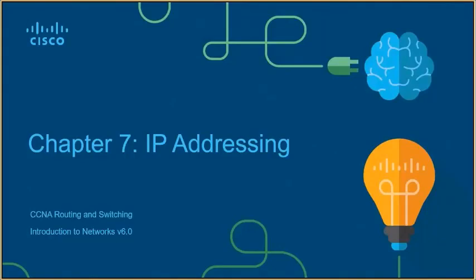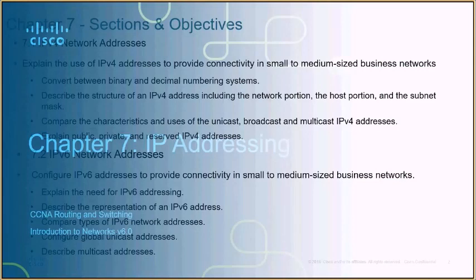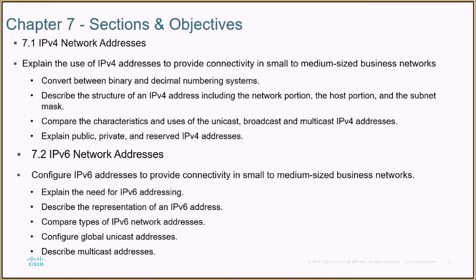Okay, hello. So we're doing chapter 7 of CCNA 1 today, and it's all about IP addressing. So we're going to look at the use of IPv6 addresses to provide connectivity in small and medium-sized businesses.